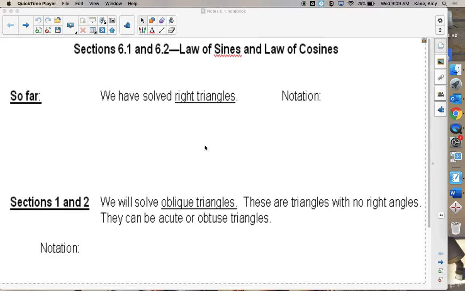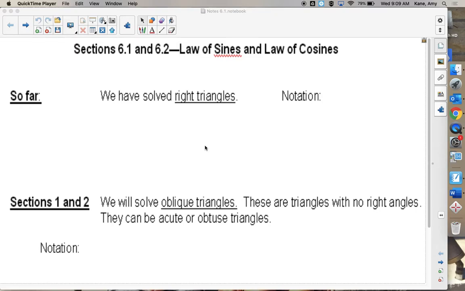So we end our trig with these two different laws, law of sine and law of cosine. We're going to do a little intro. I'm going to show you how the law of sines was created, and then we'll talk about how to use it. This week we're going to go over the law of sine the rest of the week, and then next week, Monday and Tuesday, we'll go over the law of cosine.